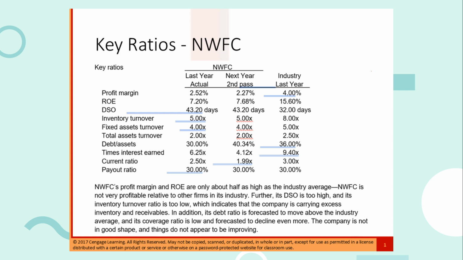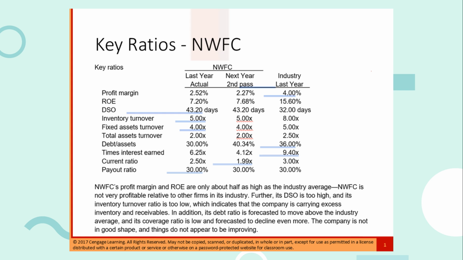Several key ratios are also affected by these forecasted changes. Profit margin and return on equity are only half that of the industry average. What is the significance of this? Be sure to spell this out as part of your project.